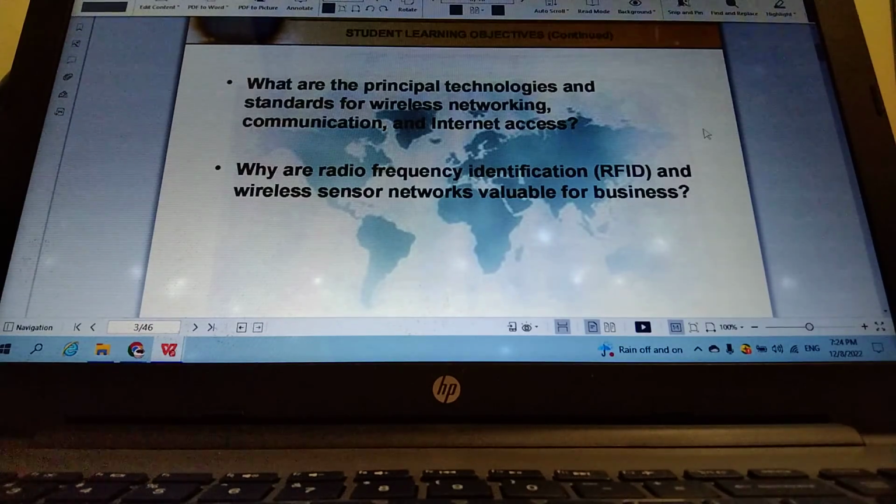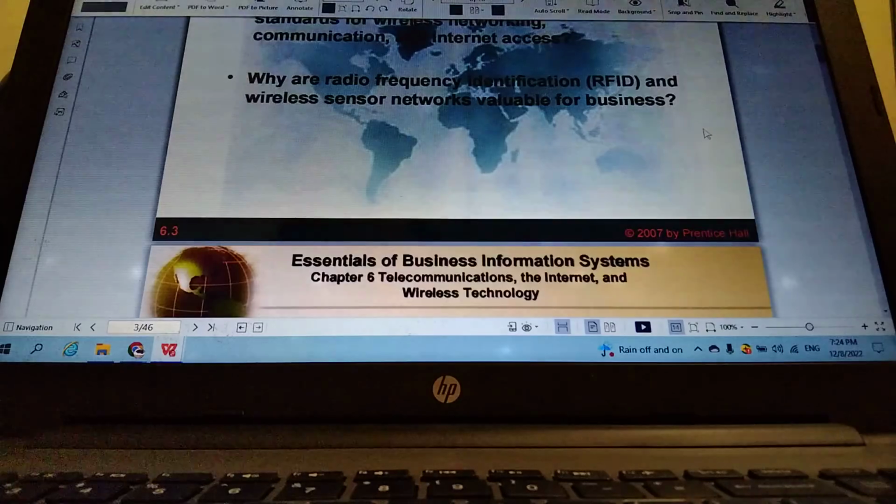One is on wireless technology or wireless networking, communication related to networking, and internet access. The next topic that we're going to discuss for tonight is why are radio frequency identification, in short form RFID. RFID stand for radio frequency identification, and wireless sensor network, or basically we call wireless network, wireless access, valuable for business. So let's discuss about the detail later.